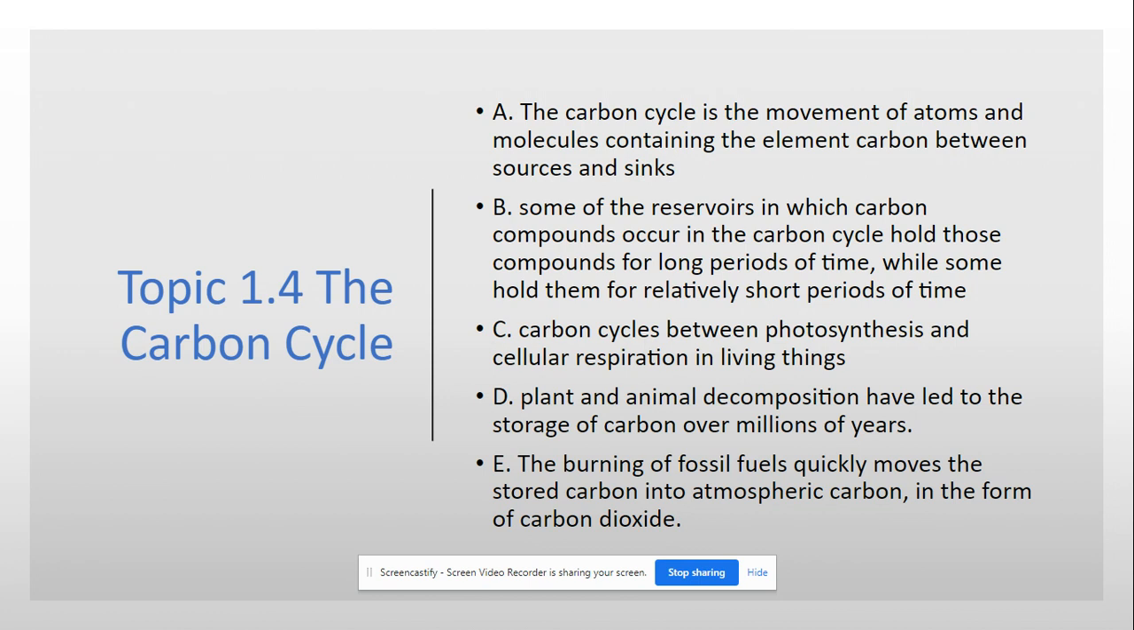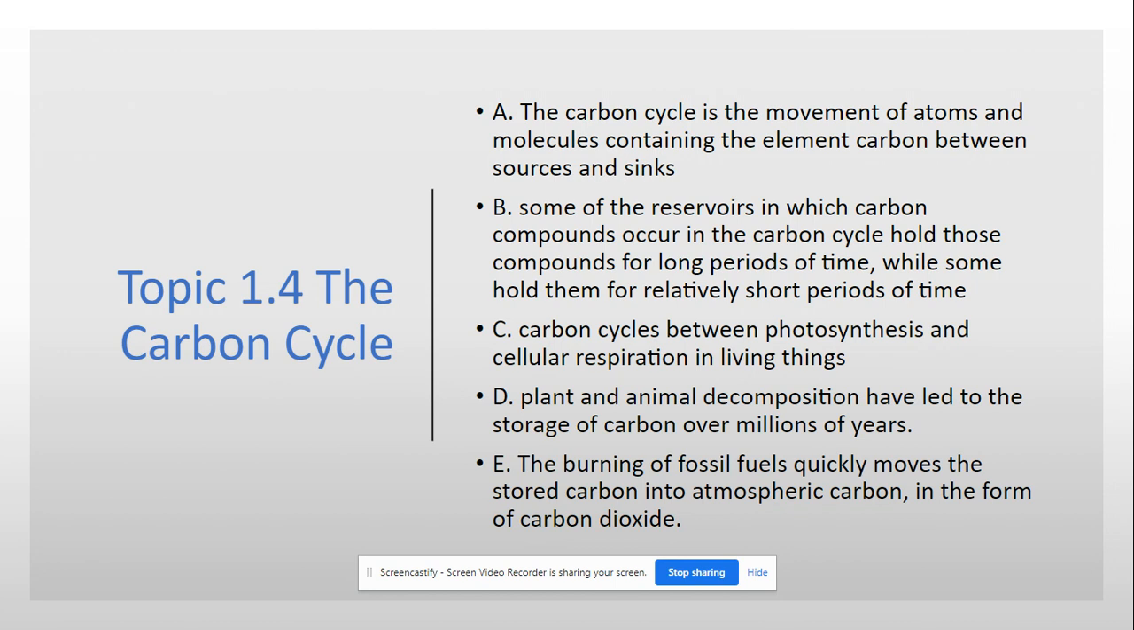So 1.4 starts with the carbon cycle. This is the cycle in which we see the movement of atoms or molecules that contain carbon between sources and sinks. Some of the reservoirs in which carbon compounds occur hold those compounds for long periods of time, and that would be considered a sink, versus something that holds them for a relatively short period of time, which is considered a source.